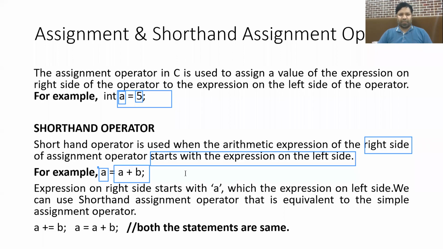Now what if it was A is equal to B minus A? Now the expression on the right hand side starts with B, but it is not equal to the expression on the left hand side. Even though the expression on the right hand side contains A, which is also present as the expression on the left hand side, we cannot use the shorthand operator for this. So what is the condition to use the shorthand operator? That the expression on the right hand side should start with the expression on the left hand side.